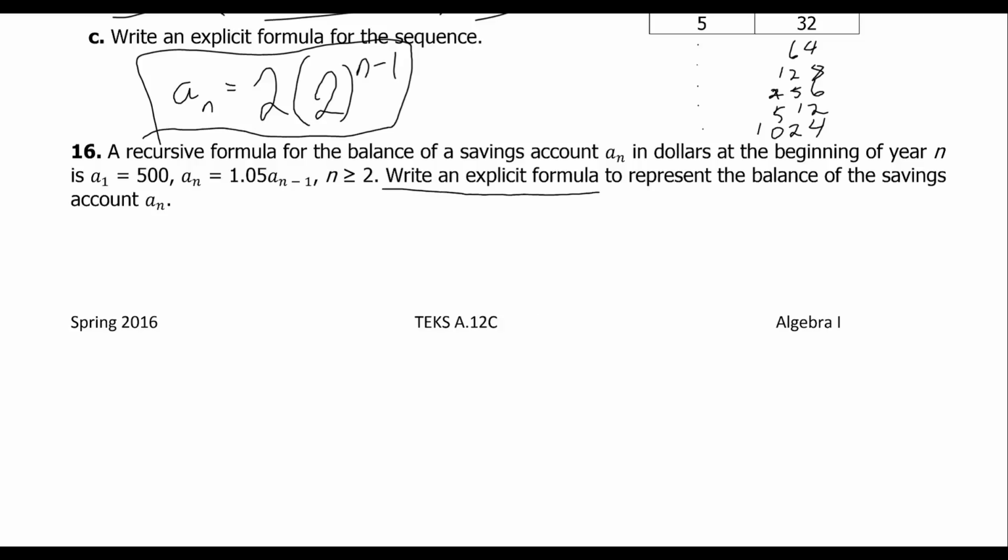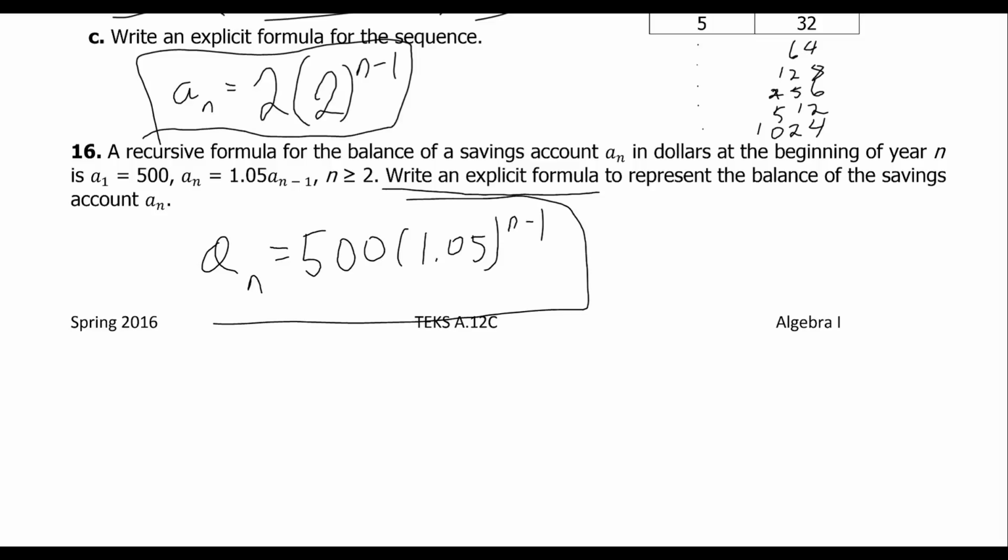Alright, now if you remember correctly, our explicit formula starts at A sub 1. Alright, we have our initial value. And then we have our r, which is going to be 1.05. And then we just raise it to the n minus 1 power. And that's the end of that problem. And the end of the notes.